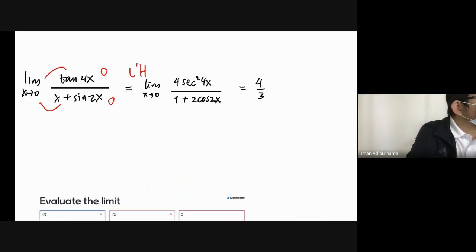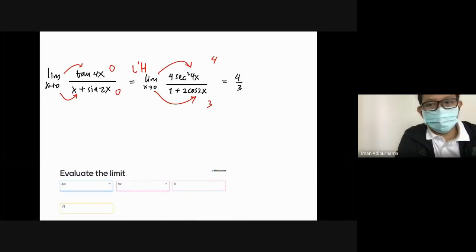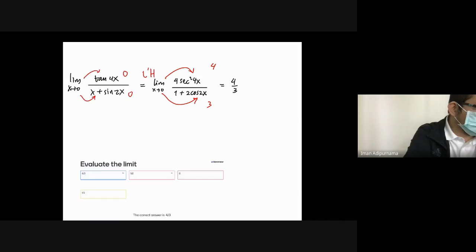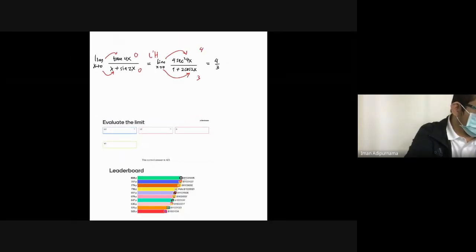Next number, I think it's quite direct, straightforward. First, always check the limit. It's 0 over 0, so you can do L'Hopital and derive 4 secant squared for x. Derive the bottom one, 1 plus 2 cosine 2x, and check again here. This will be 4, this will be 3. So 4 over 3. So it's a direct result. I think most of you did a good job here.